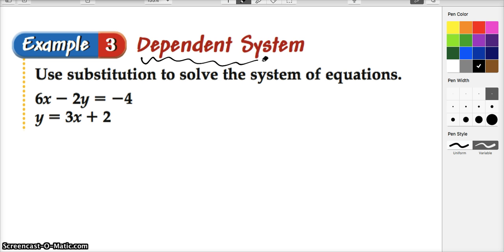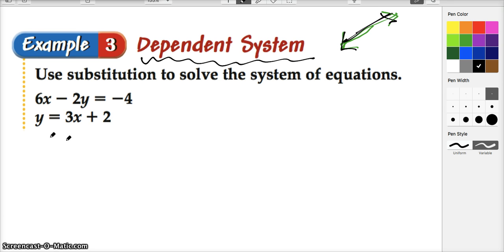They told me we were going to get a dependent system here. If you remember, a dependent system was a system where the two lines were the same line, so you got infinitely many solutions and it was dependent. Remember? So let's see what happens, because now we're not graphing it to see this visually.